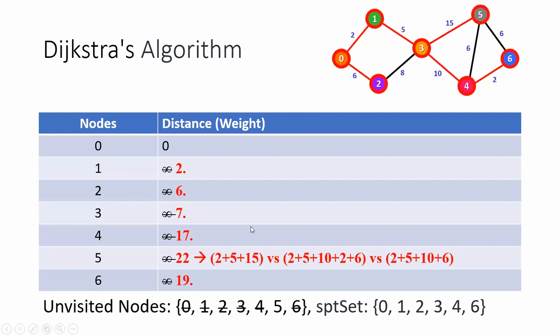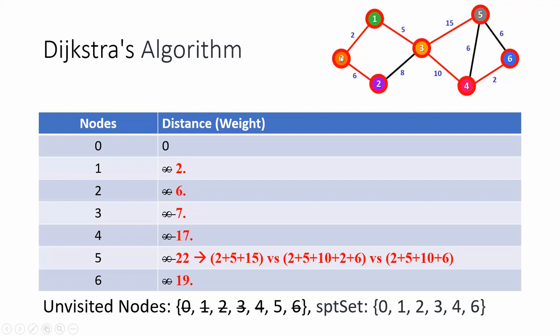So for 5, it has 3 ways. One way is to go from 0, 1, 3, and then from 3 to 5. For this one, it is 2 plus 5 plus 15, we get 22. The next one is 2 plus 5, then plus 10, then plus 2, then plus 6, which is we go through the 6. For this one, the distance will be 17, then 19, then it would be 25. If you travel through the 6, you get 25.